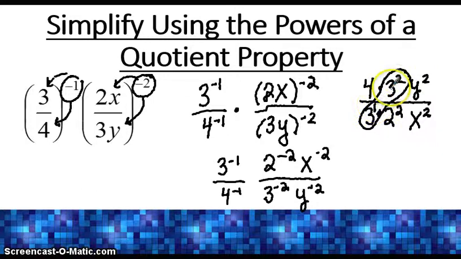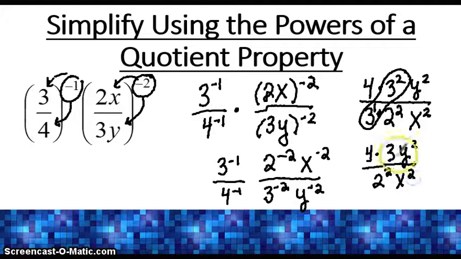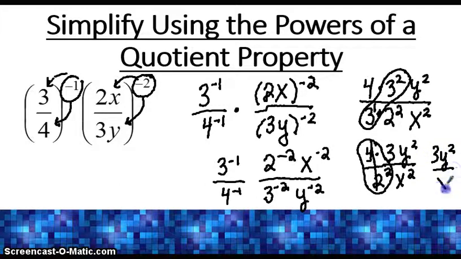3 has an exponent of 1, so 3 squared divided by 3 to the first is 3. So we have 4 times 3y squared over 2 squared x squared. Now you could leave this like this, but you may notice that 2 squared is the same as 4. And in that case, we do have the same base, 4 to the first and 4 to the first. 4 divided by 4 makes 1. So our most simplified expression is 3y squared over x squared.